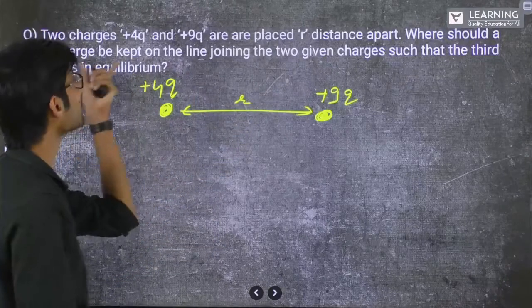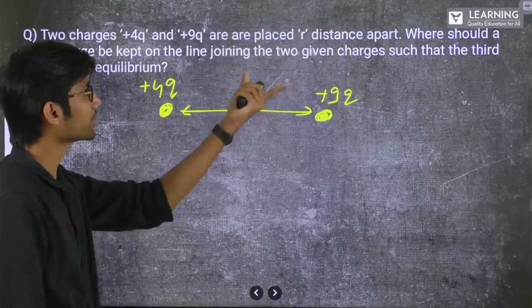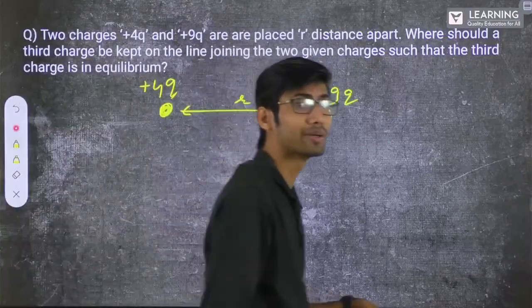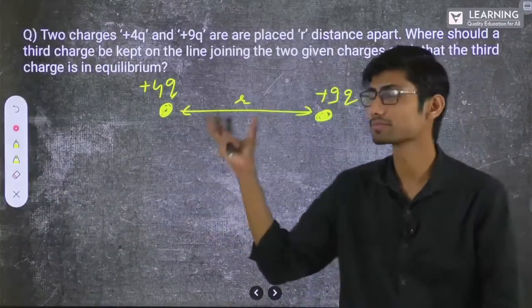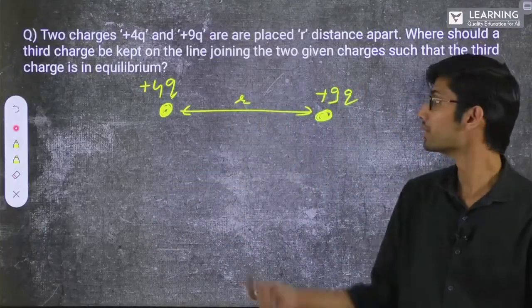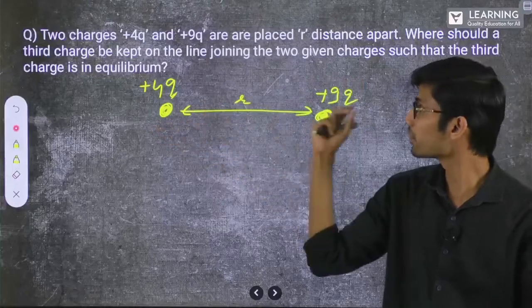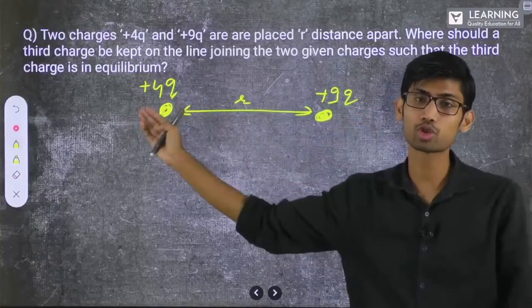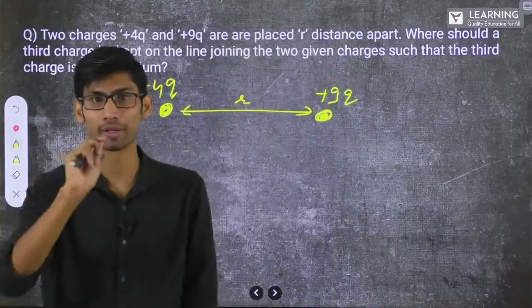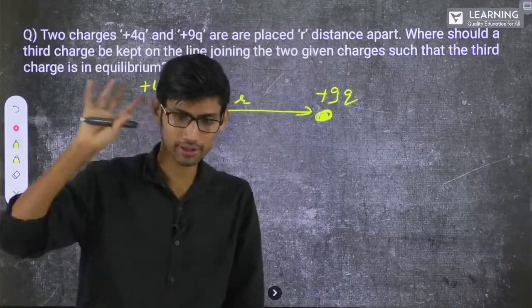Where should a third charge be kept on the line joining the 2 given charges such that the third charge is in equilibrium? What does this mean? Where should a third charge be kept between on the line joining these 2 charges such that it is in equilibrium? Equilibrium means that charge is not moving. However you have kept it, it is kept like that.